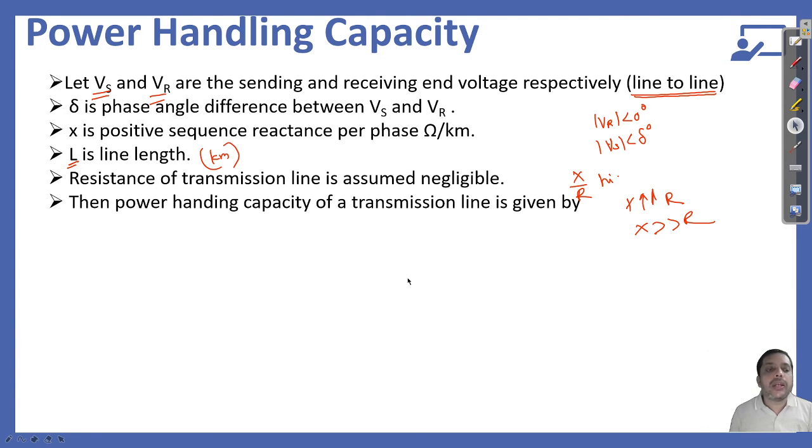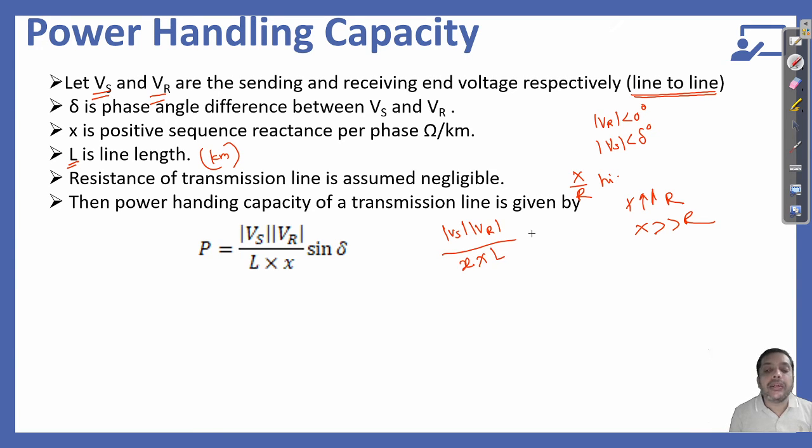So how will we calculate the power handling capacity of the transmission line? It is given by the magnitude of the sending end voltage times the magnitude of the receiving end voltage divided by X. X is the total reactance, but here X is given per kilometer, hence I am multiplying it with the length, into sine delta. Try to plot this with respect to delta. You will observe that with respect to delta you will get the characteristic like this, with power on this axis and delta on this.